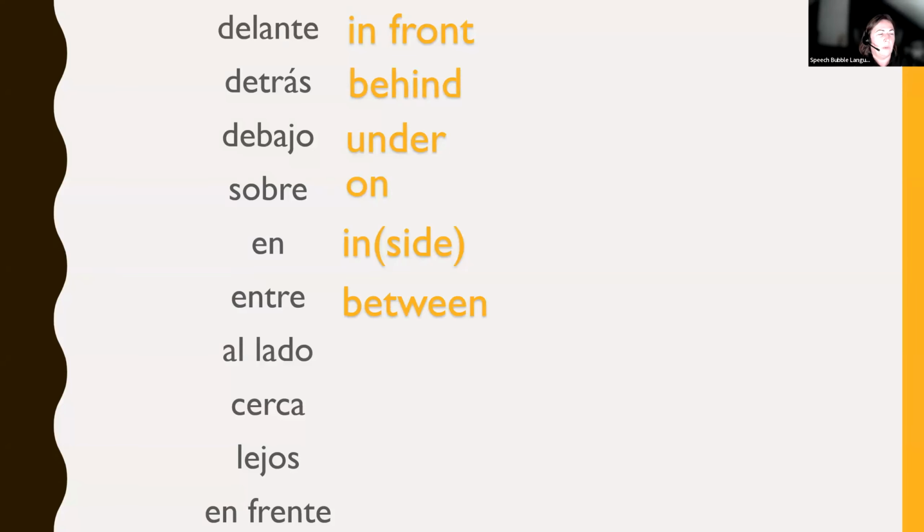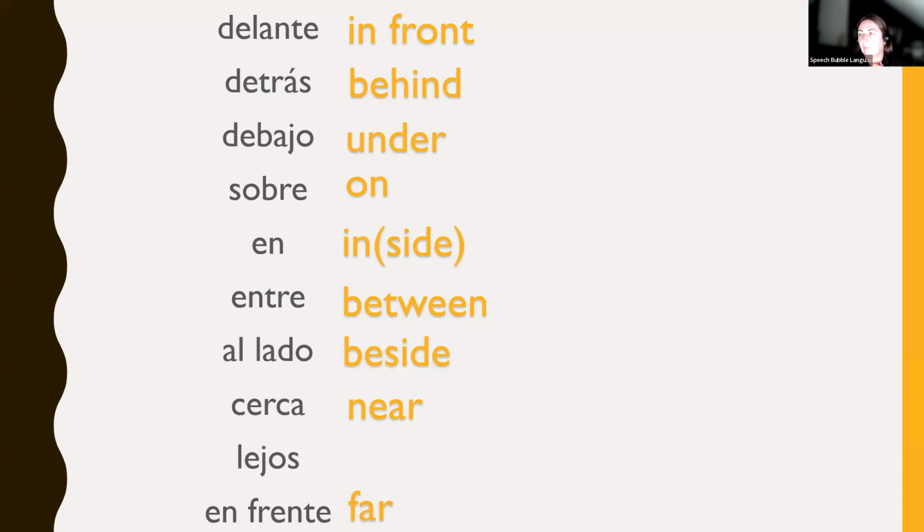Okay, what about if it's between? Entre. Entre estos bares. Entre estos dos bares. It's between those two bars. Al lado. It's beside. Al lado de mi casa. It's beside my house. Cerca. Es cerca de la playa. It's close to the beach. Es cerca de casa de mi madre. It's close to my mum's house.